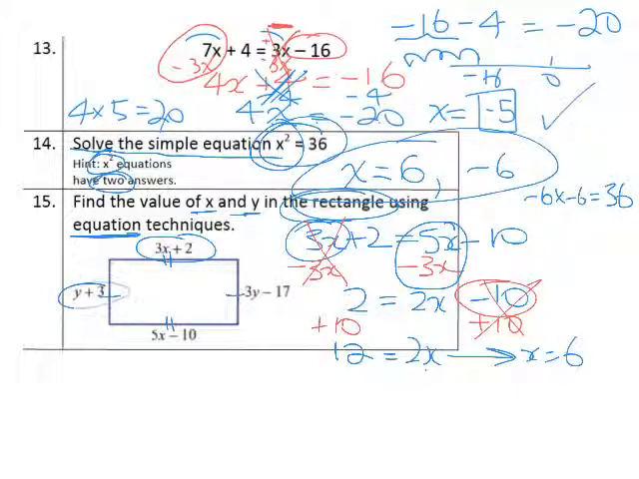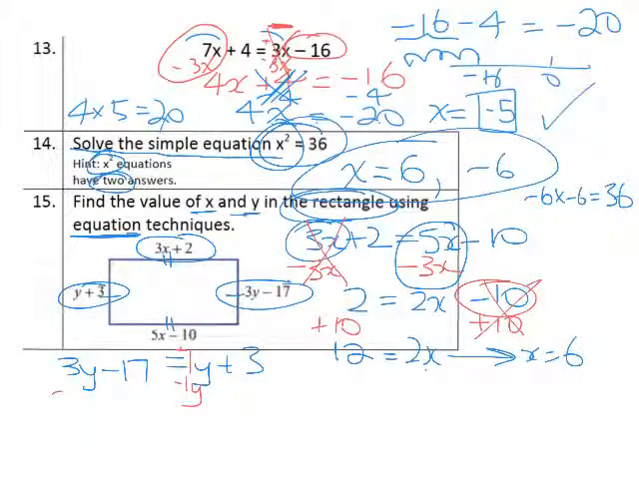Now look at the ones across, they also have to be equal. So I'm going to write down 3y minus 17, that has to equal y plus 3. So I'm going to get rid of that little 1y that's sitting there. The opposite of a positive 1y is a minus 1y. I write it on both sides and cross off the opposites. That leaves me with 2y minus 17 equals 3.